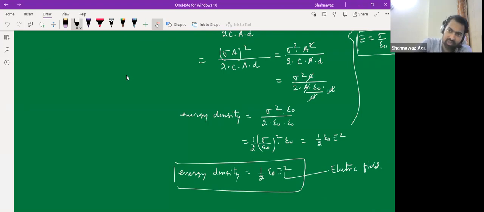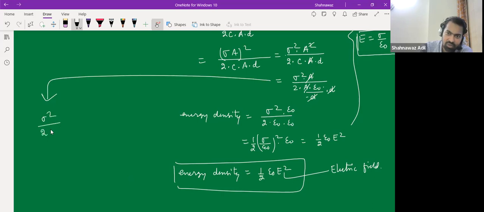How did you get sigma squared by 2 epsilon naught? Yes, so we are doing the fifth chapter. Okay, that's why I was asking. Do you guys have any doubt? So let us come here. We have sigma squared by 2 epsilon naught. What we want is to get rid of this sigma. You can do it this way: you can just plug in the values of sigma.